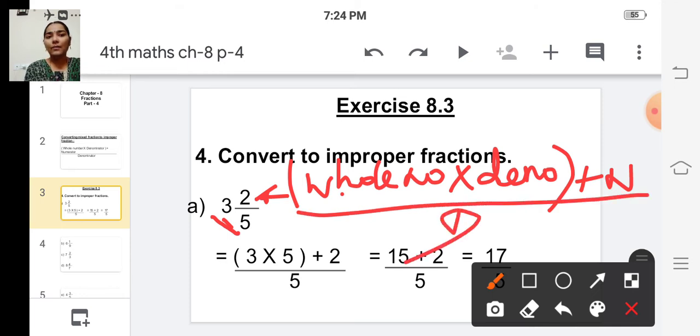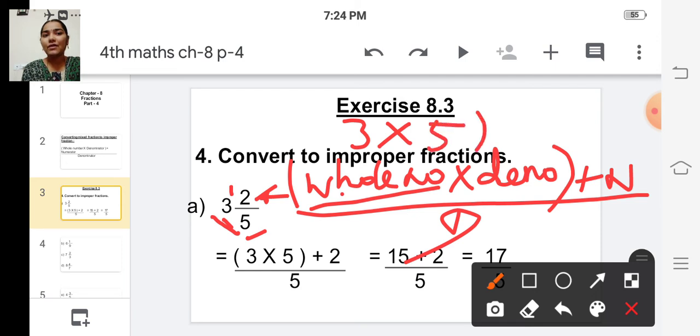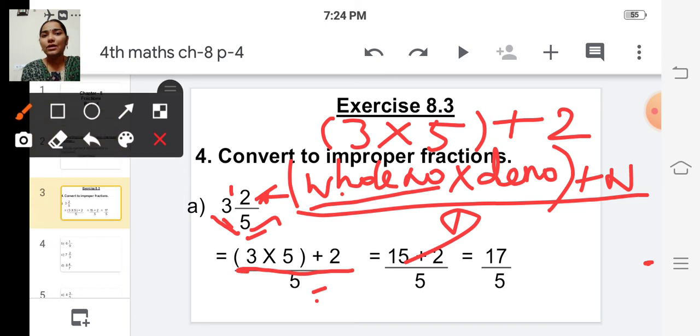This is the formula. Here whole number is 3. So 3 into denominator is 5. So 3 into 5 plus numerator is 2. So 3 into 5 plus 2 divided by denominator. Denominator is 5. First we have to complete this multiplication. 3 5s are 15. 15 plus 2 divided by 5. 15 plus 2 is 17. 17 divided by 5. This is an improper fraction.